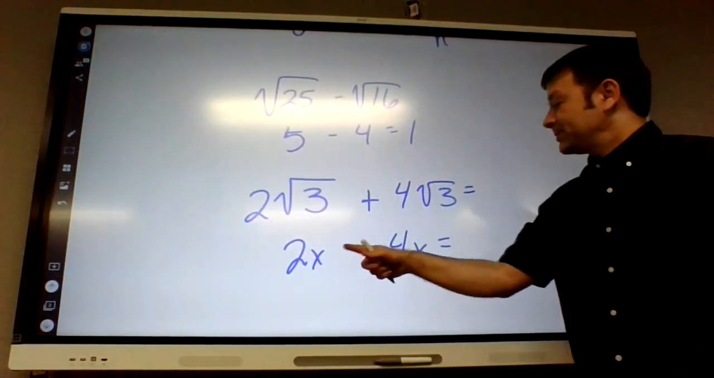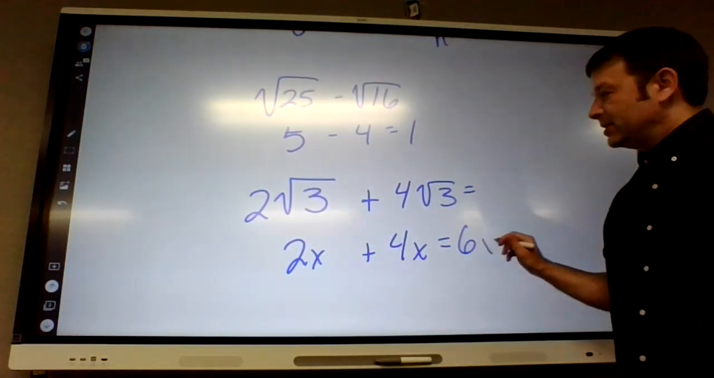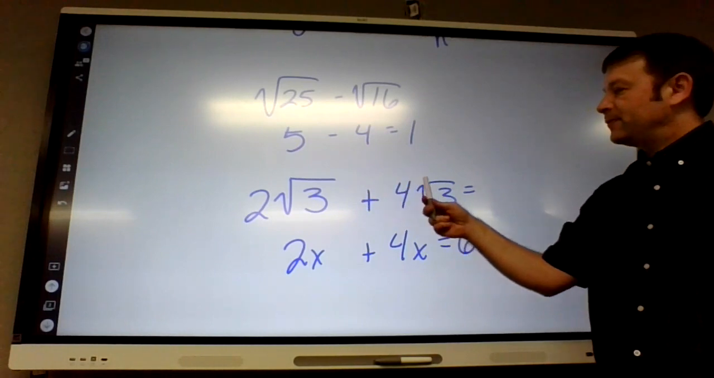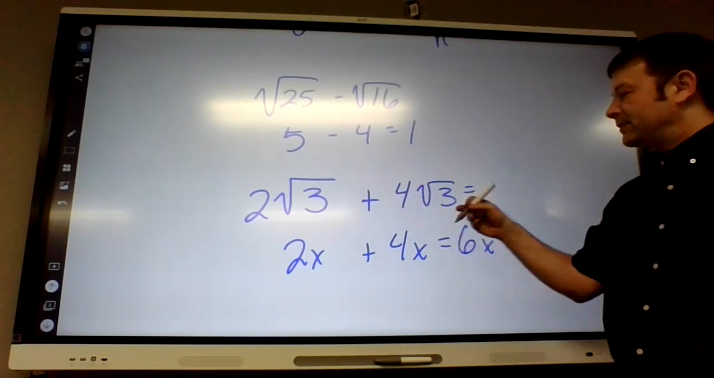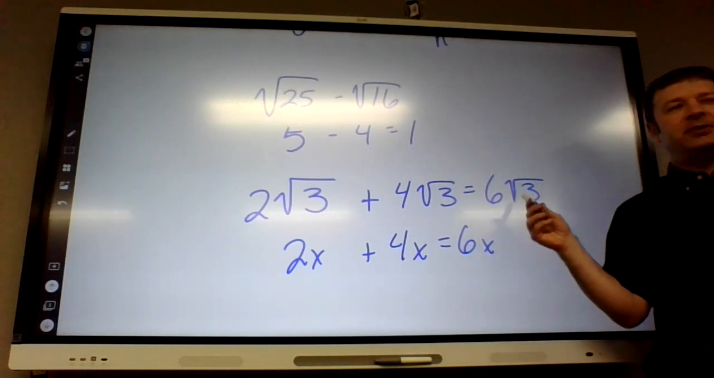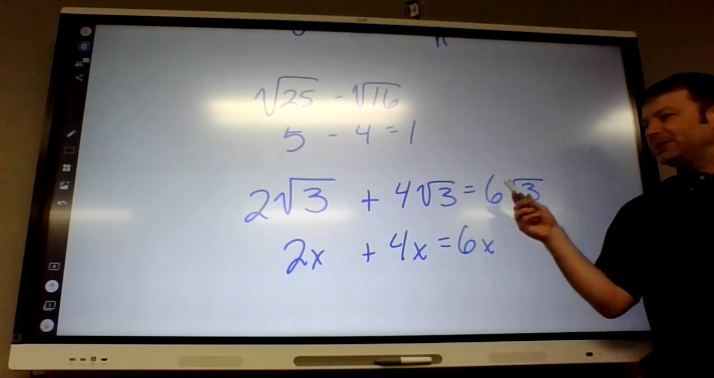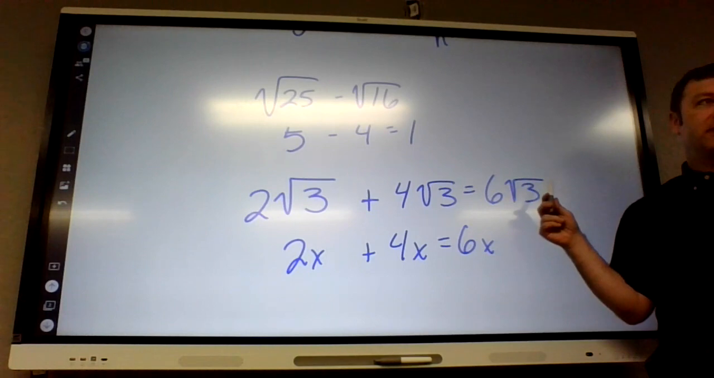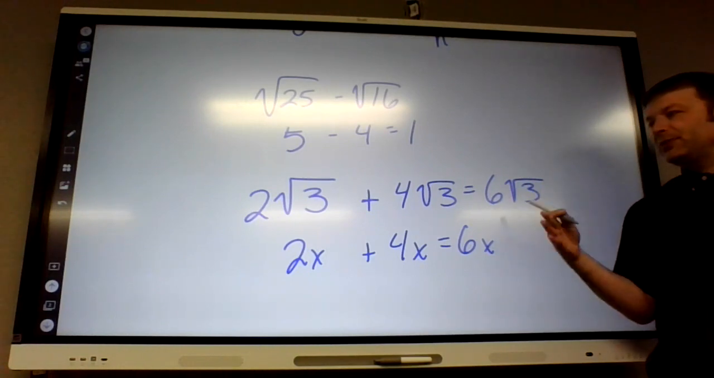Yeah, 2x plus 4x is 6x. So 2 square root of 3 plus 4 square root of 3: 2 of these plus 4 of these makes 6 of these. You guys know what 6 square root of 3 means? It means 6 times square root of 3, which means 6 square root of 3's.